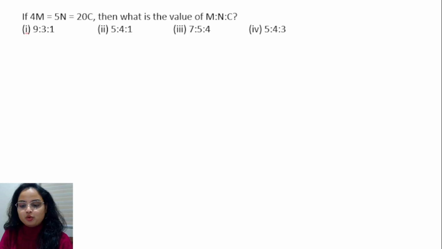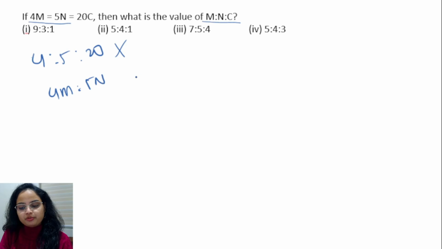First one: if 4m is equal to 5n is equal to 20c, then what is the value of m is to n is to c? Is it 4 is to 5 is to 20? No. So here first we will take the two terms. 4m is equal to 5n. So m by n is what? It is 5 by 4.